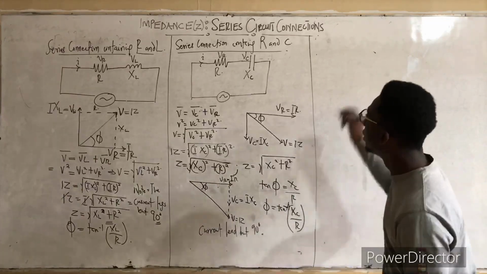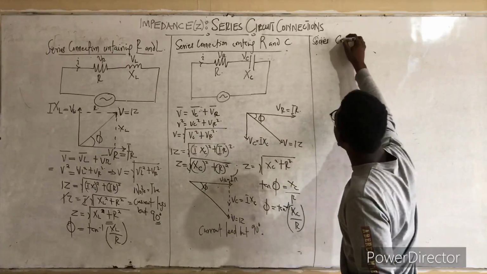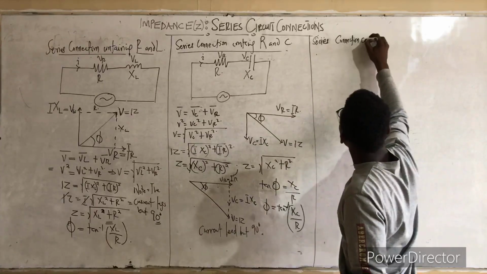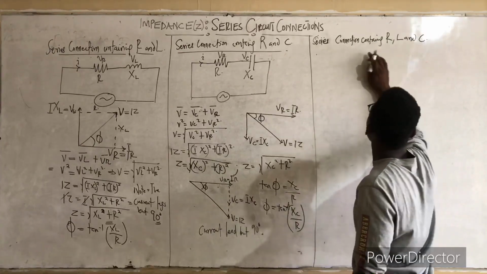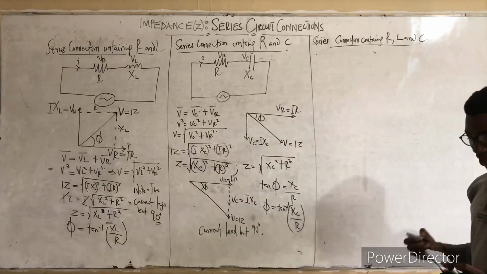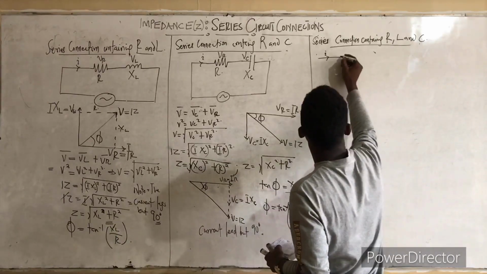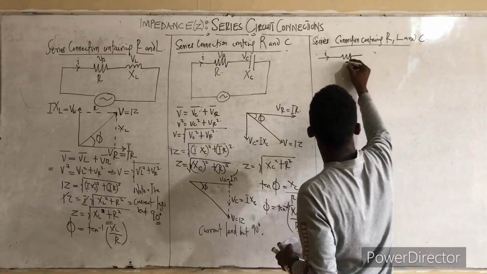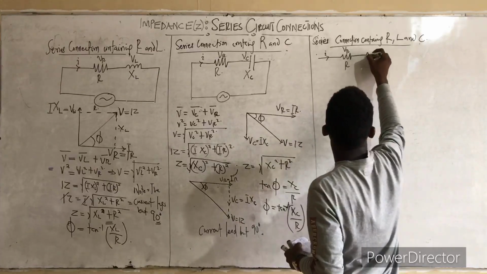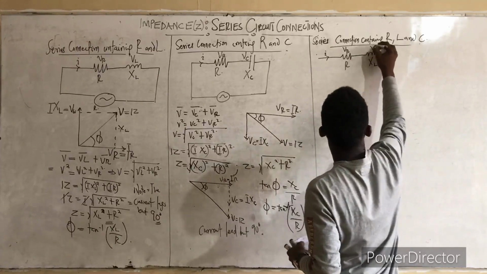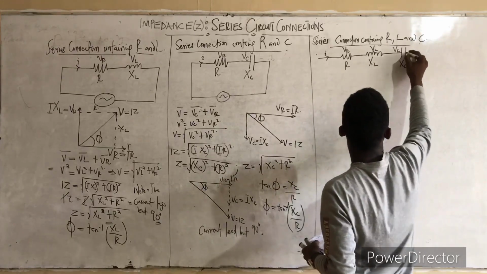Now the last one is a series connection of the three elements. So a series connection containing the R, the L, and the C. So the resistor, the capacitor, and the inductor. So now we have a current I which is coming through a resistor with the voltage across it, through an inductor with its voltage, and also through a capacitor VC with its capacitive reactance.